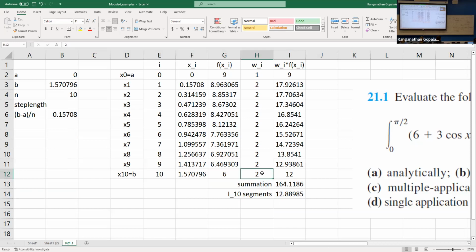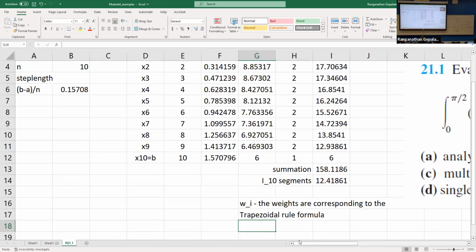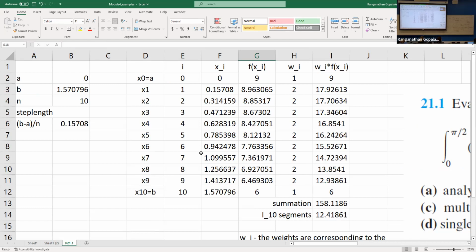If I do that and change the weightage, I'll write a remark here: Wi, the weights, correspond to the trapezoidal rule formula. That's a good catch: I had left not 10 but 11 segments. From 0 to 10, that's 11 points minus 1, so 10 segments. If I do that now, my answer comes out to be 12.4186, with the exact being 12.42. So let's compute the error.